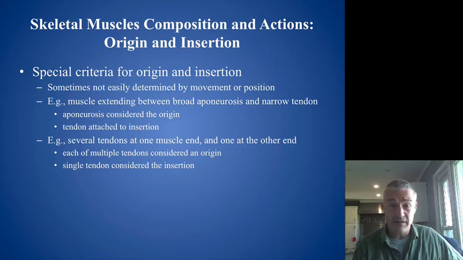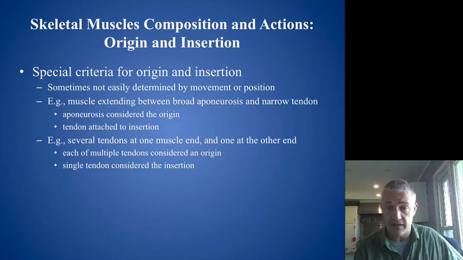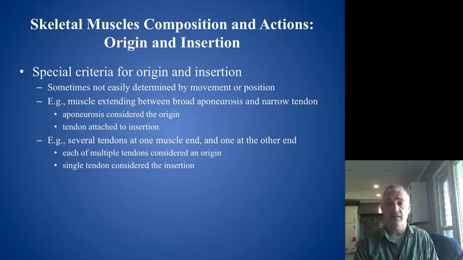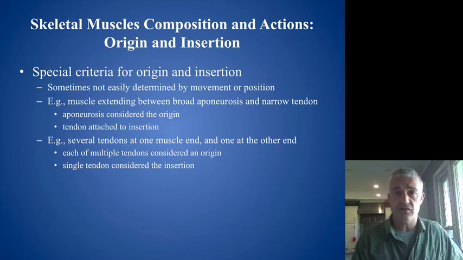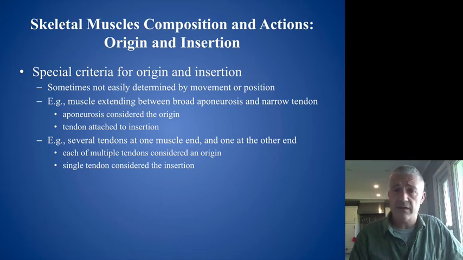Sometimes these are a little bit more difficult. Like I said, if you have a broad aponeurosis, sometimes that'll be an origin or an insertion. Sometimes you can have several tendons at one end and one at the other. And sometimes these can be all considered an origin, or a single tendon can be that insertion. It depends on some of these with the origins and insertions. Again, not going to make you know all of these, but if you do know the origins of a muscle and the insertions, you'll know what the muscle action is going to be.